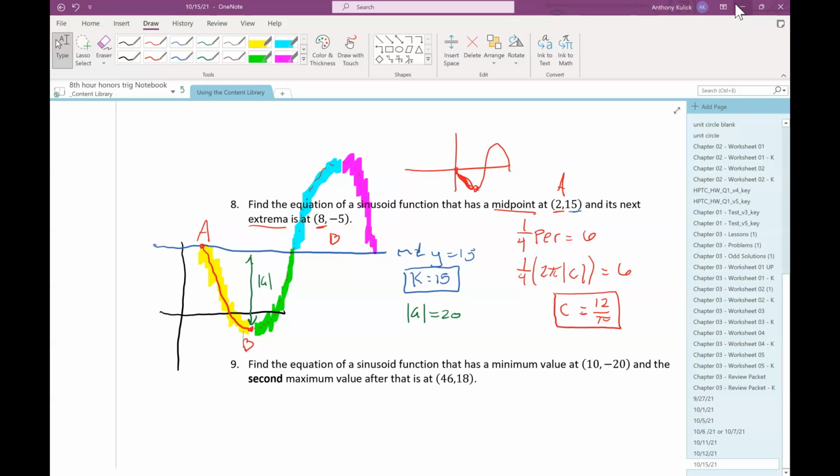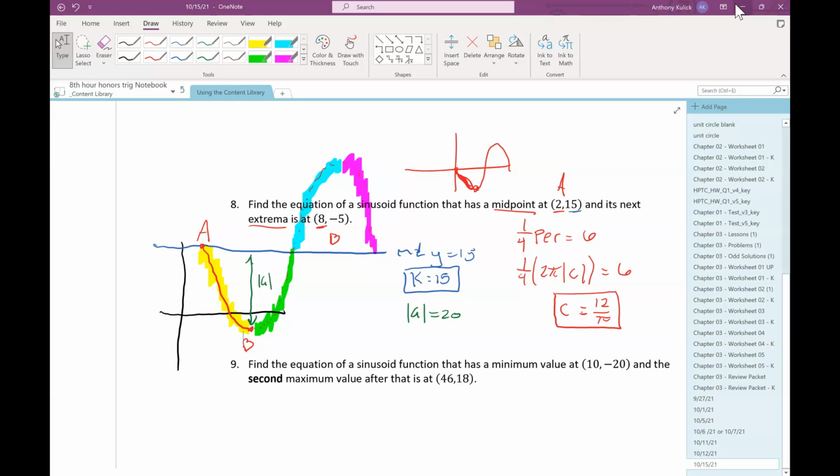Well, we need to memorize the key points for the cosine and sine? No. So for graphing, the key points, no. I would provide those to you.